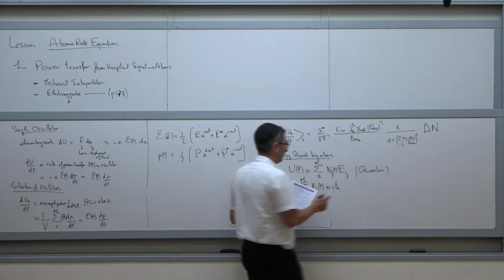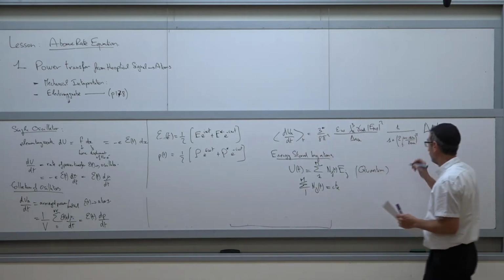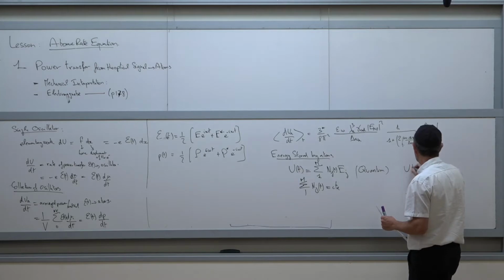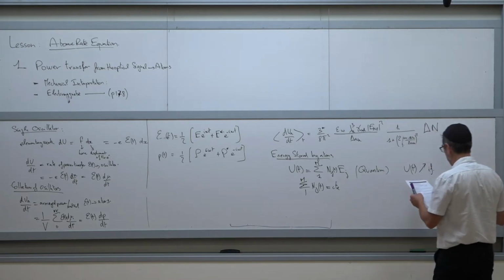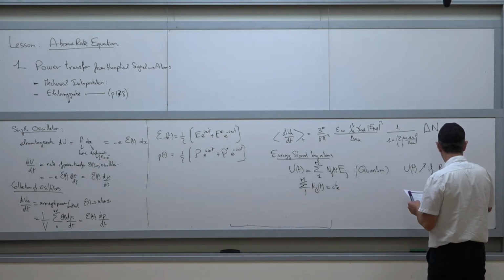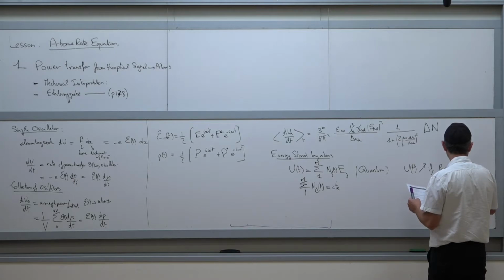So how can I write that? U of t increases if the population distribution is modified.